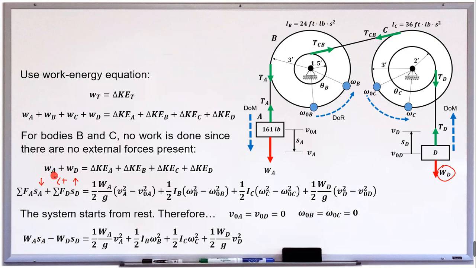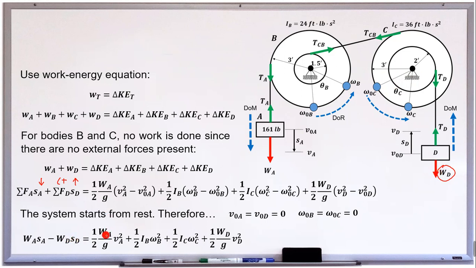So for the work done on blocks A and D, for block A, we have its weight and its displacement minus the weight of D. Why is it that on the work done at block D, the weight is negative? It's because the direction of the weight is opposite to the direction of motion. So on the total work of the system, the weight of D retards the motion of A as well as the motion of these two cylinders. So it does negative work on our multi-body system.